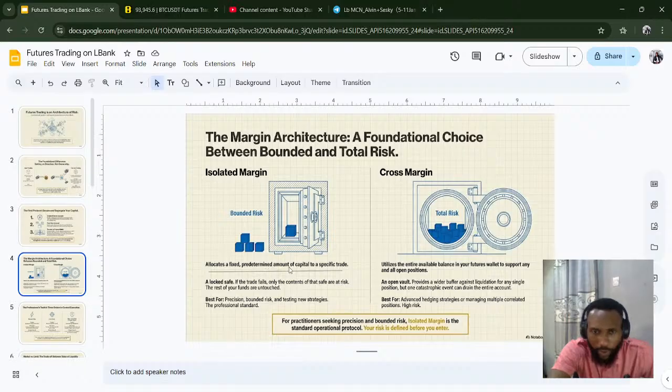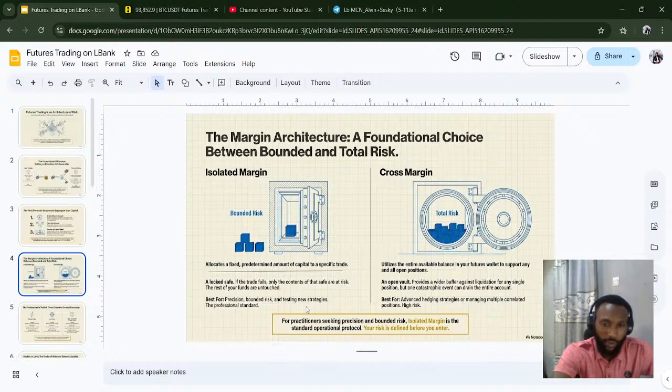It allocates a fixed, predetermined amount of capital to a specific trade. Think of it as a locked safe. If the trade fails, only the contents of that safe are at risk. Do you understand? It's a locked safe. If the trade fails, only the contents of that safe are at risk. The rest of your funds are untouched. And what is isolated margin best for? It's best for precision, bounded risks, and testing new strategies with professional standard. Do you understand? So I advise every newbie out there to always start with isolated.